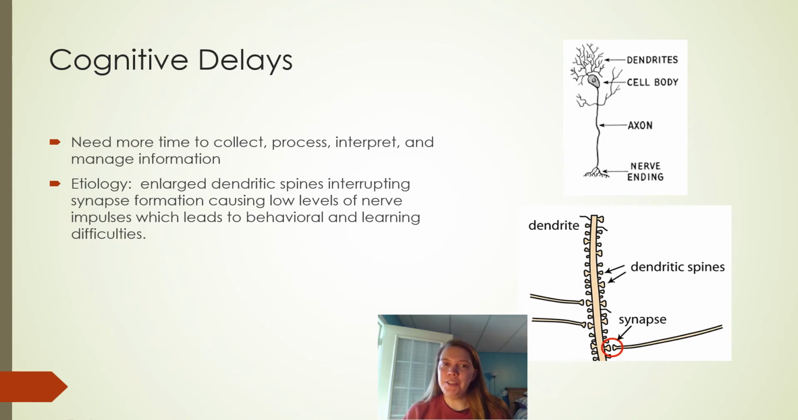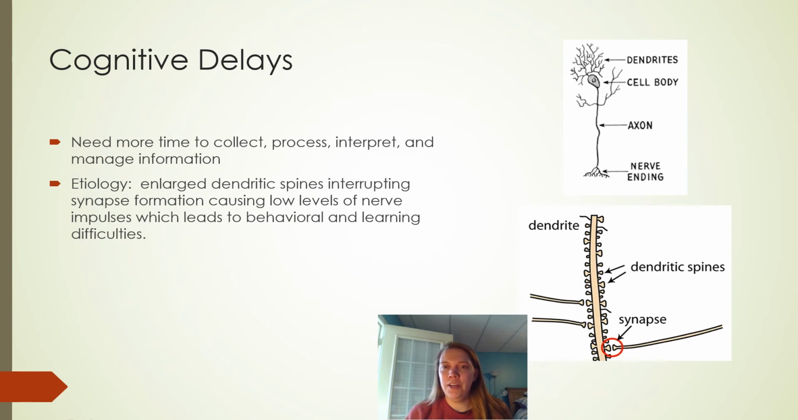Next off is cognitive delay. Now, individuals with Down syndrome need more time to collect, process, interpret, and manage information. This is because of enlarged dendritic spines interrupting synapse formation, causing low levels of nerve impulses, which leads to behavioral and learning difficulties.